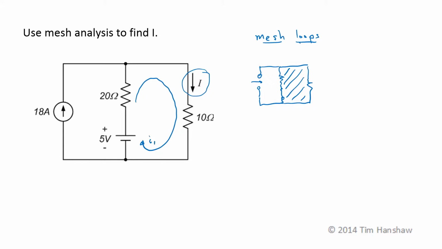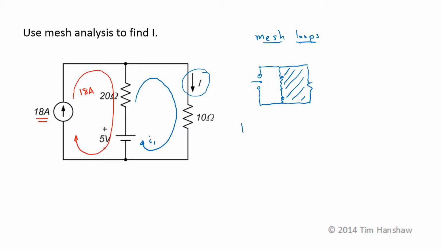Now I have to pick my constrained loops. Constrained loops will go through current sources and they have to match the magnitude and the direction. I have only one current source, so I need only one constrained loop. I'll rather arbitrarily put it around this side here. That'll be 18 amps. That now accounts for this source.